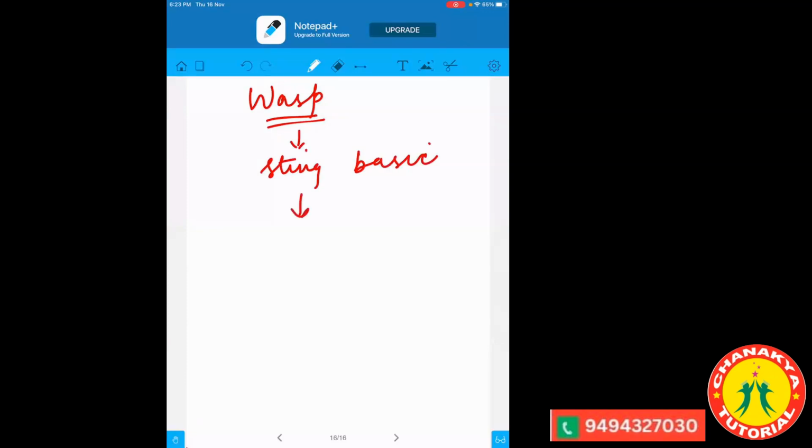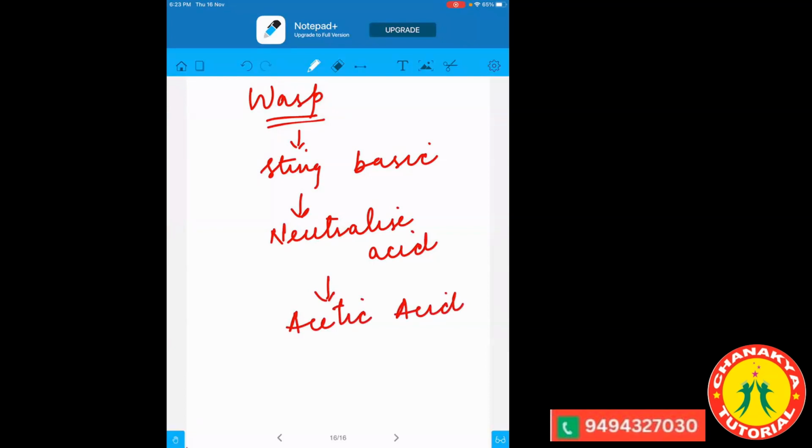Now, if we want to neutralize the reaction of it, we need to add the acid. So we'll be adding the acid to it, which is the acetic acid, and by this we'll be getting the relief. The sting of the wasp is basically basic in nature. Now if we want to neutralize it, we have to add the acid, which is called the acetic acid.